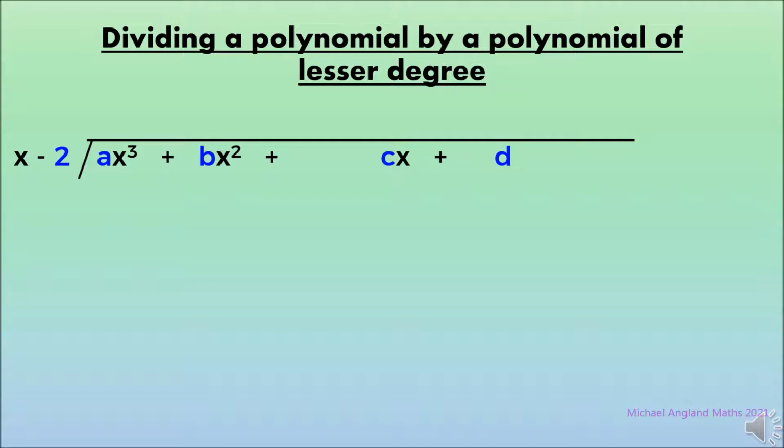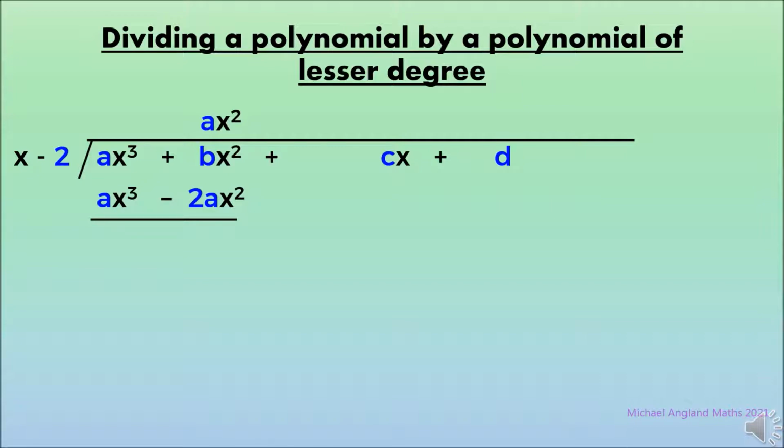So what we do is we take the first term of x minus 2, x, and we divide it into ax cubed, and it goes ax squared times. So the ax squared goes above the bx squared term in that expression. And now we multiply that quotient term by the divisor, and we get ax squared times x minus 2, which is ax cubed minus 2ax squared. Now we do our subtraction.